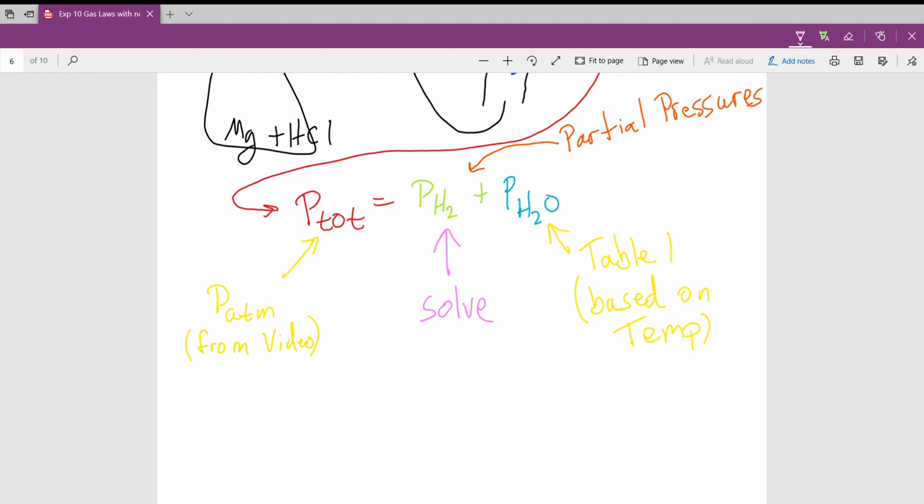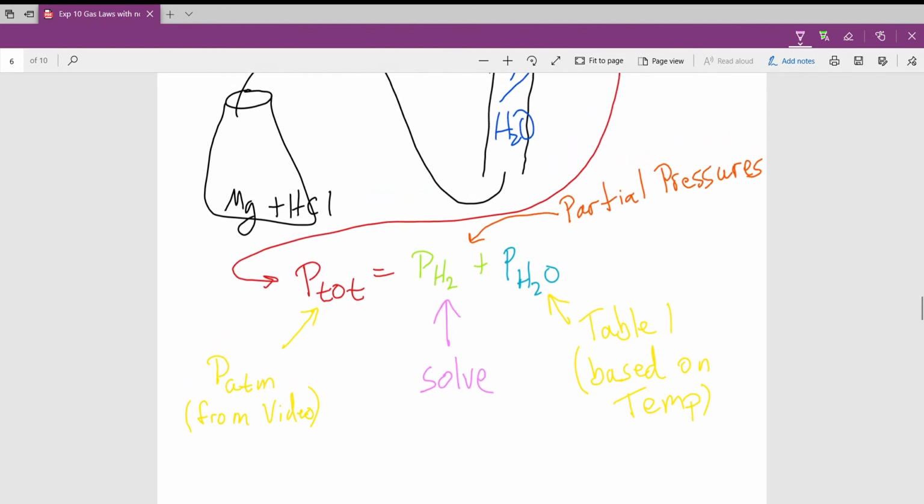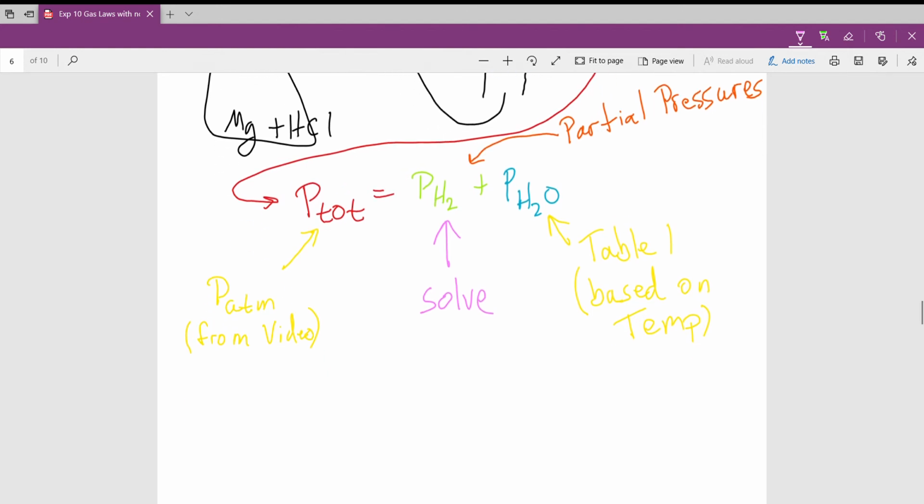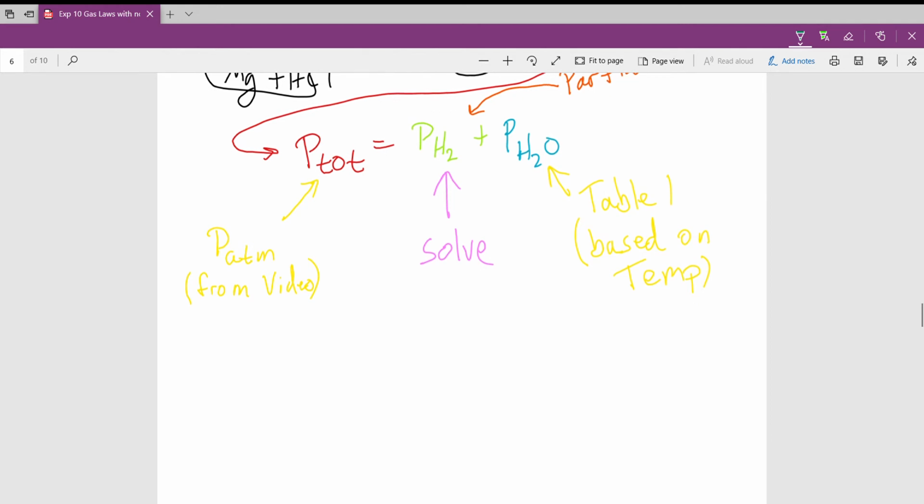Well, I guess the basic premise of the lab is we can calculate how much hydrogen we should get from the magnesium, and then we can compare it to how much gas we do collect in our eudiometer and see if the reaction was as efficient as we thought it was going to be, basically. So how are we going to figure out how much hydrogen we get from the magnesium? Simple stoichiometry.